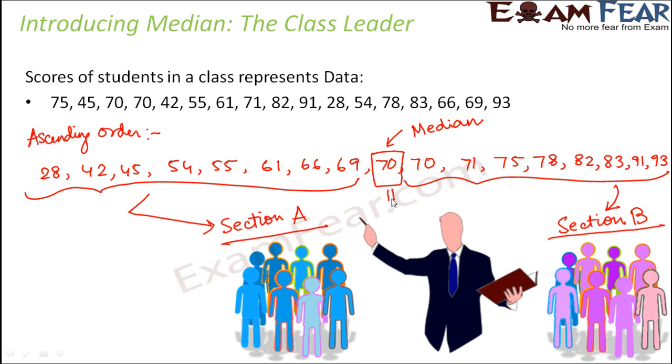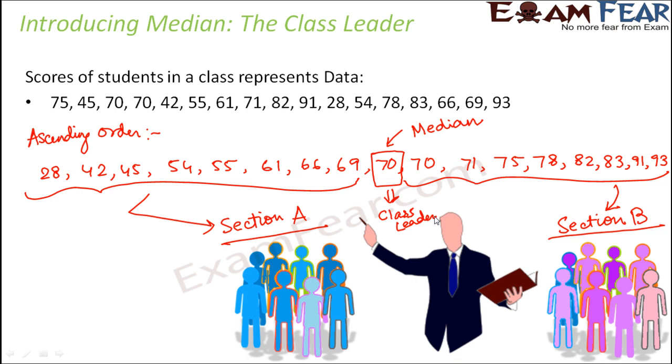Now what happens to this student who is actually the median, who has scored 70? So this median becomes the class leader. He is someone who has scored average marks, not very less, not a lot of marks. So it's like his performance is kind of average in the class. So this person becomes the class leader, managing both the sections. So this is how you can actually divide a group of data into two different sections depending upon their values, right? So that is the significance of median.